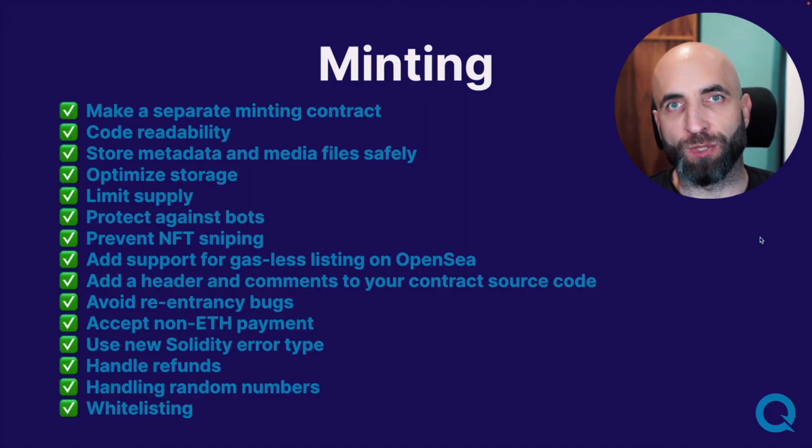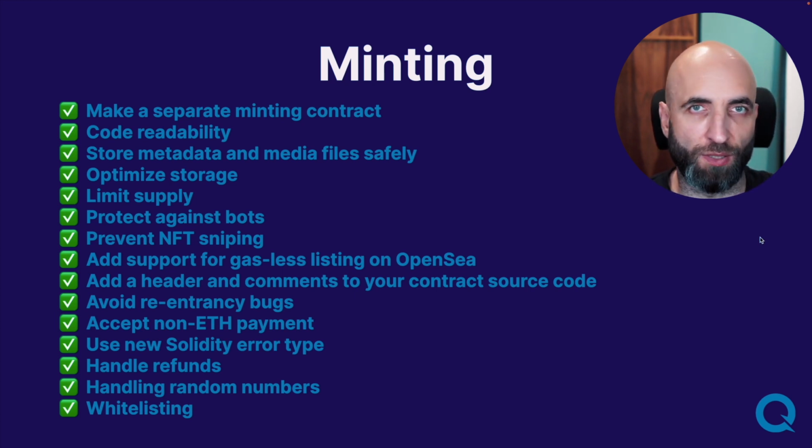The big and important category is minting. A big part or even a majority of a smart contract's logic, depending on the contract of course, is reserved for minting. First, it's a good idea to have a separate minting contract.